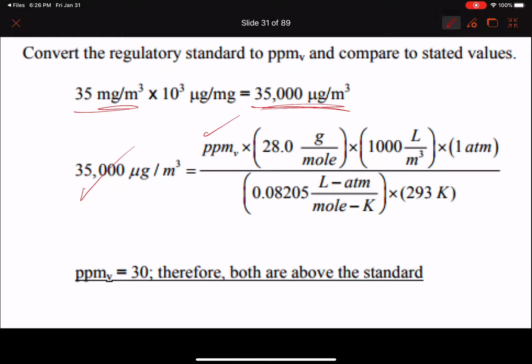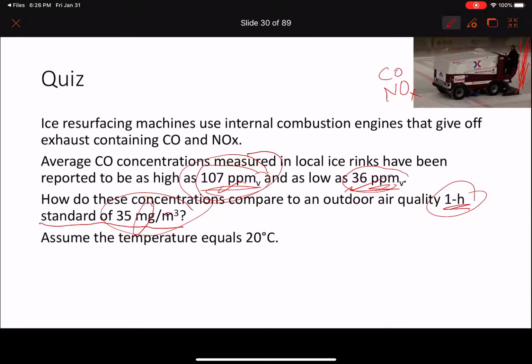Of course, we need to find the ppm. 28 is the molecular weight, 1,000, 1 atmosphere, over R, over temperature. And then you're going to get that it is 30 ppm, and this is the standard. You can see that both values, the highest and the lowest, are much bigger than the standard. So there is a violation whether the machine is on or the ventilation system is really trying its best to clean up the air inside the ice skating rink. The carbon monoxide inside this ice rink is violating the air pollution regulation.